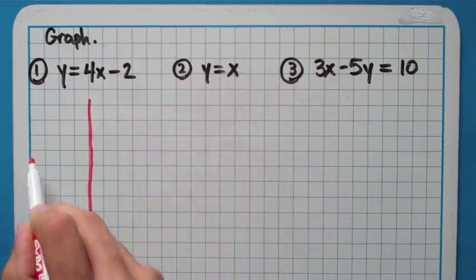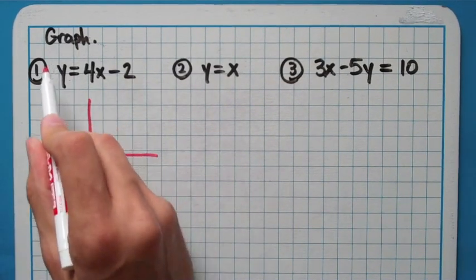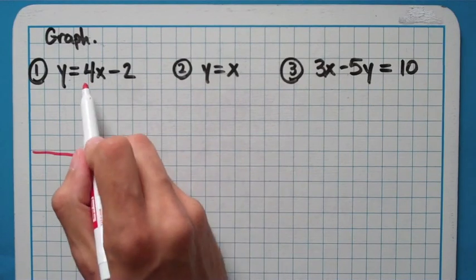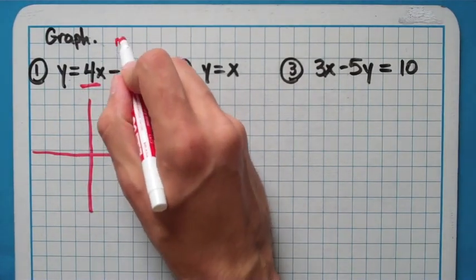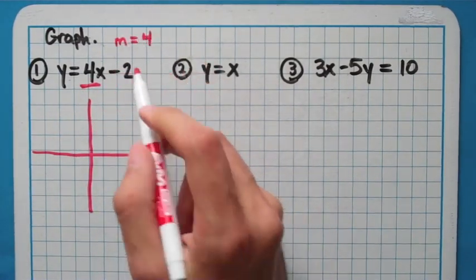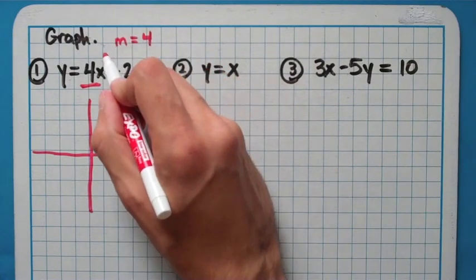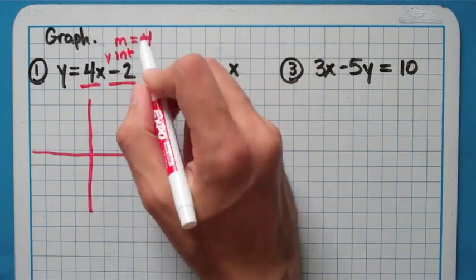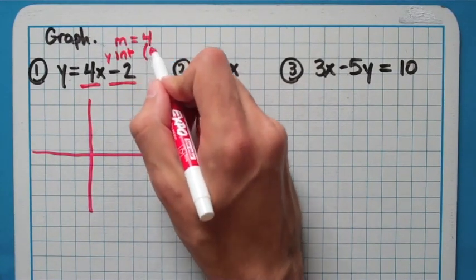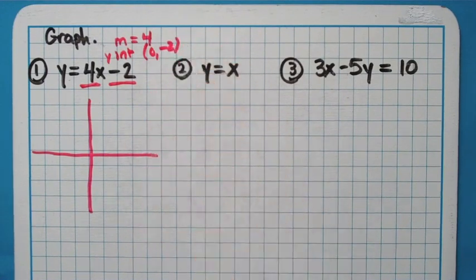I know, just by looking at this equation, it's y equals mx plus b form, this is my slope. So my graph is going to have a slope of 4, and this number right here was my y-intercept. So it's going to hit the y-axis at (0, -2).